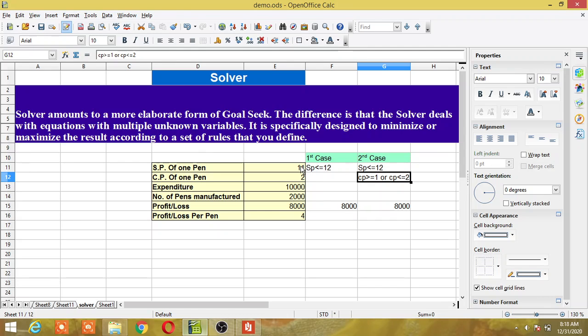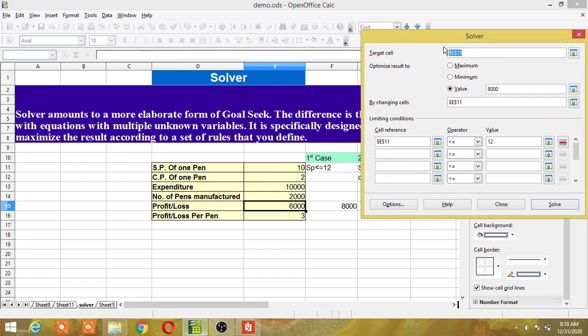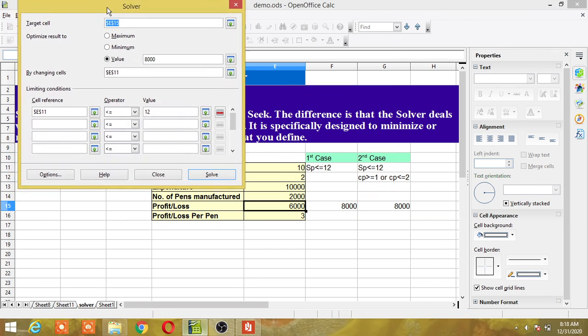That means it should not go beyond 2 rupees. So for this again I'll change the values. I'll use 10 rupees only, and this was 6,000. The profit was 6,000 when I was selling the pen for 10 rupees. Now for this I'll again select this, or you can go to Tools and then Solver. Now which cell is the target cell? My target cell is this only, as I want to increase the profit. Here again you can give maximum, minimum, or the exact value. I'm giving the exact value as 8,000. I want my profit as 8,000 only.